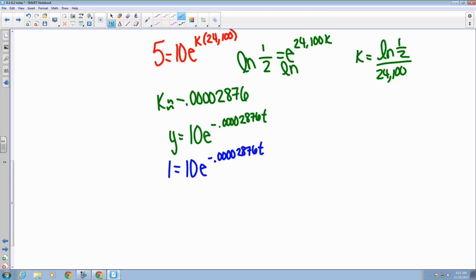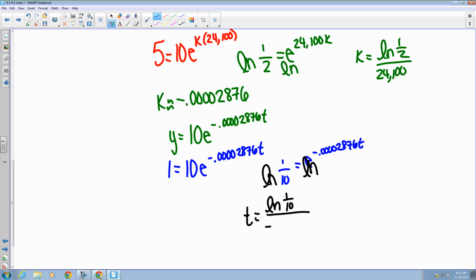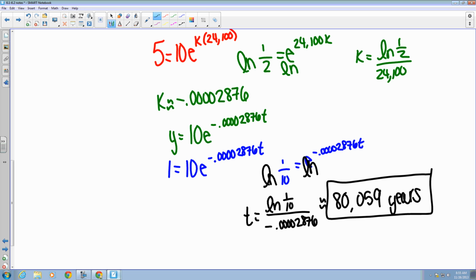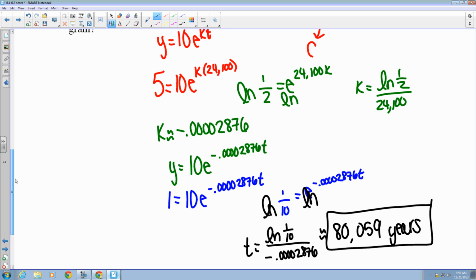Okay, so 1/10 equals e^(-0.00002876t). Take the natural log of both sides to get the e out of the way. And t is the natural log of 1/10 divided by negative 0.00002876. t is about 80,059 years. So there was really no calculus involved in that. It's just problem solving with the decay function.